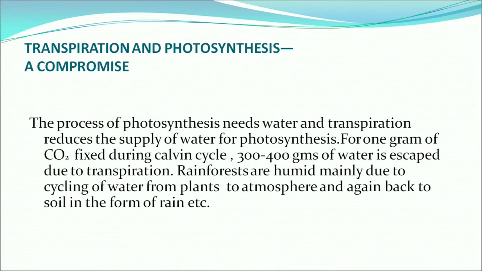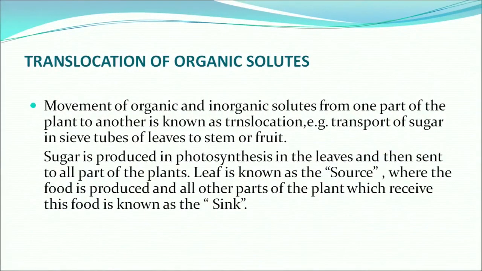Rainforests are humid mainly due to the cycling of water from plants to the atmosphere and again back to the soil in the form of rain, etc. Now, transpiration makes absorption possible in some way, but how does translocation happen? Once photosynthesis is done by the plant leaves, food is prepared, and the food must be transported, or translocated, to different parts of the plant.